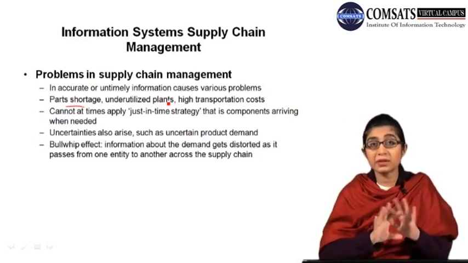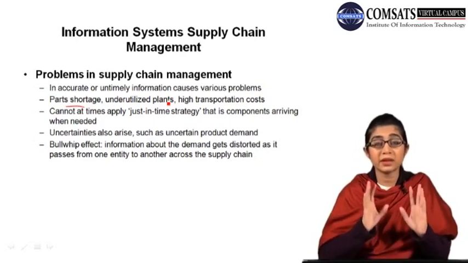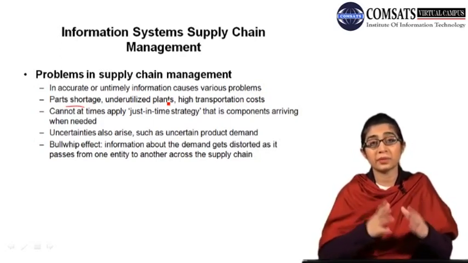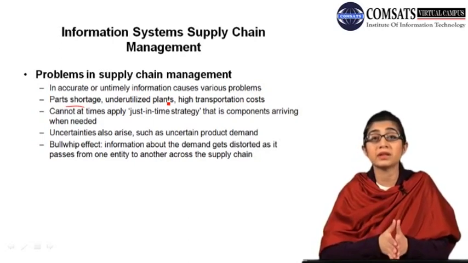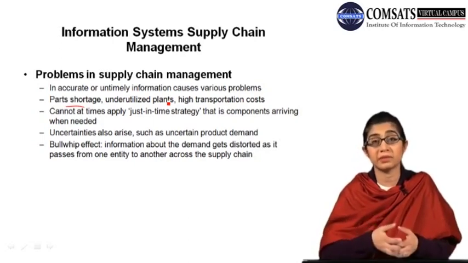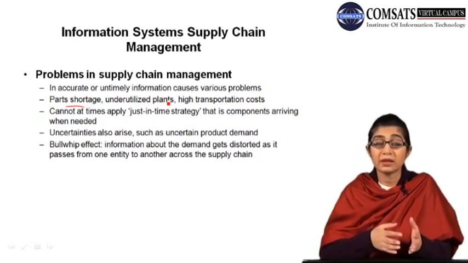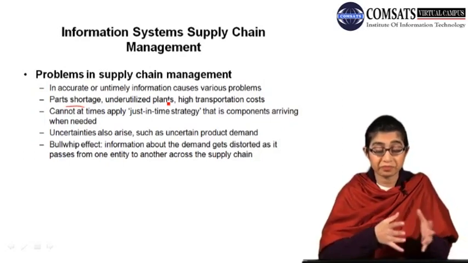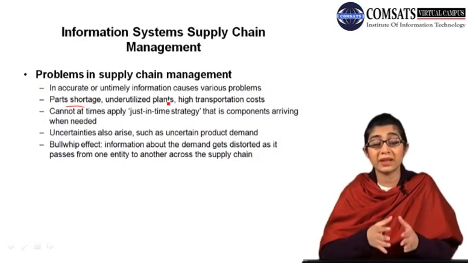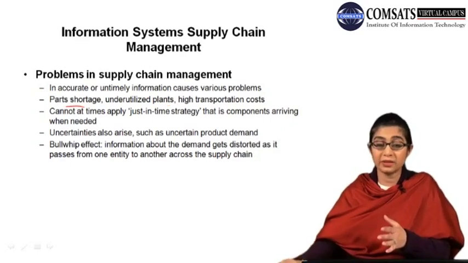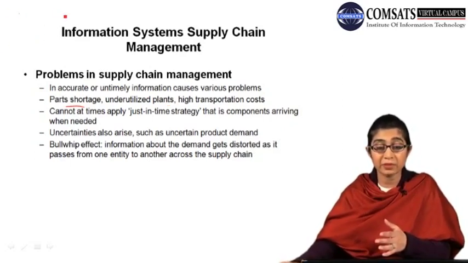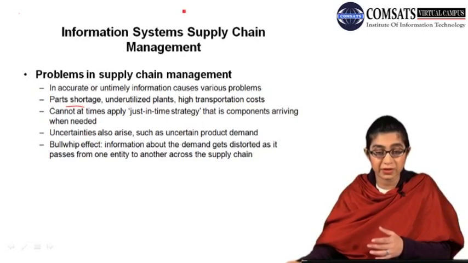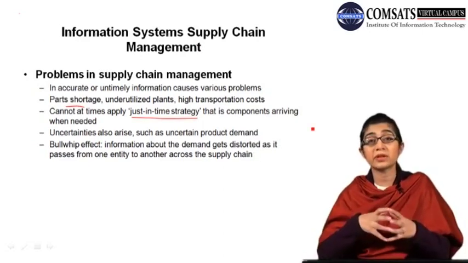So there can be a number of problems caused just because of the fact that your data is not available on time, or the information is not being shared on time. Again, sometimes these companies cannot apply just-in-time strategy. This just-in-time strategy is very important when dealing with supply chains. And what does just-in-time mean?